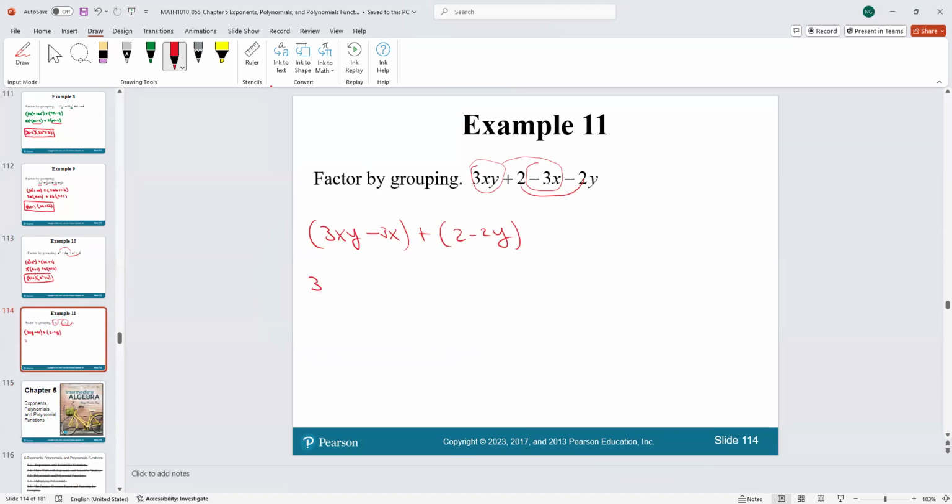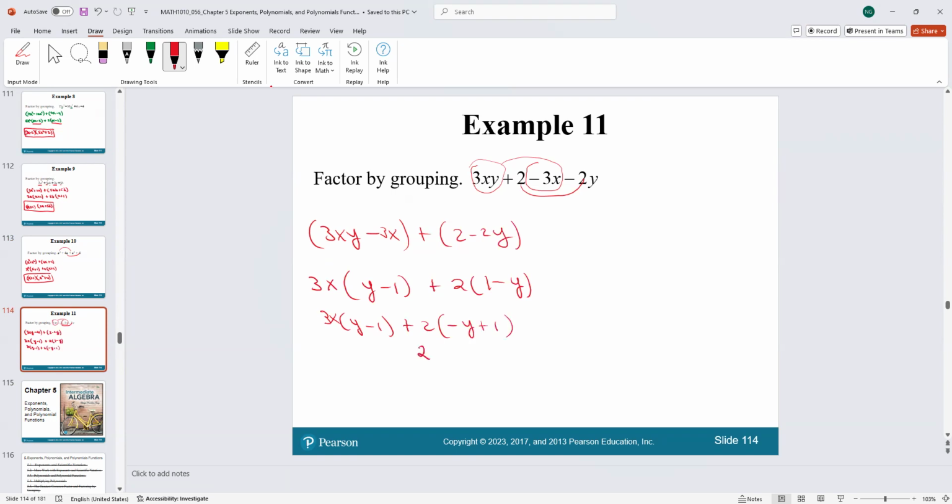Because 3xy, I can factor 3x. I have y minus 1. Okay. And I can factor 2. I have 1 minus y. Oh, look at that. We cannot factor this one like it is because y minus 1 and 1 minus y are two different things. So what we can do, if you want, you can rewrite it 3x times y minus 1 plus 2 times negative y plus 1.